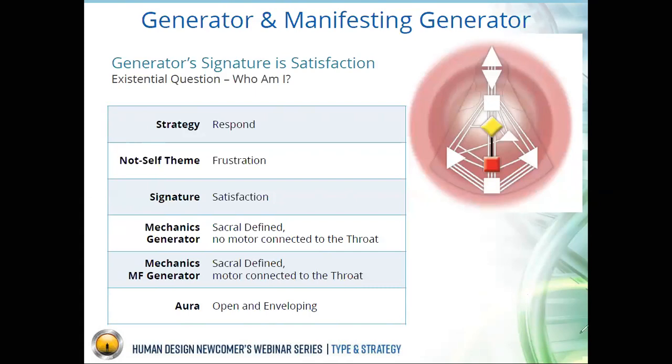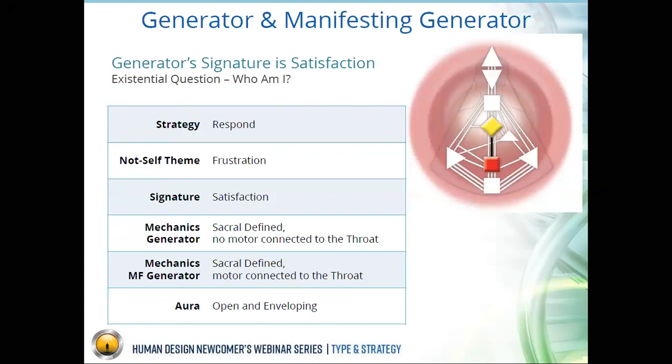Did I respond? Why am I feeling frustration? What happened? Did I initiate? Did I try to do something my mind was dictating to me to do? So these are signposts. So when you feel frustration, ask yourself. When you feel satisfaction, you're going to say, I'm in a good state. I'm in a state of satisfaction. All is well. And this is where the generator and the manifesting generator are similar in common.